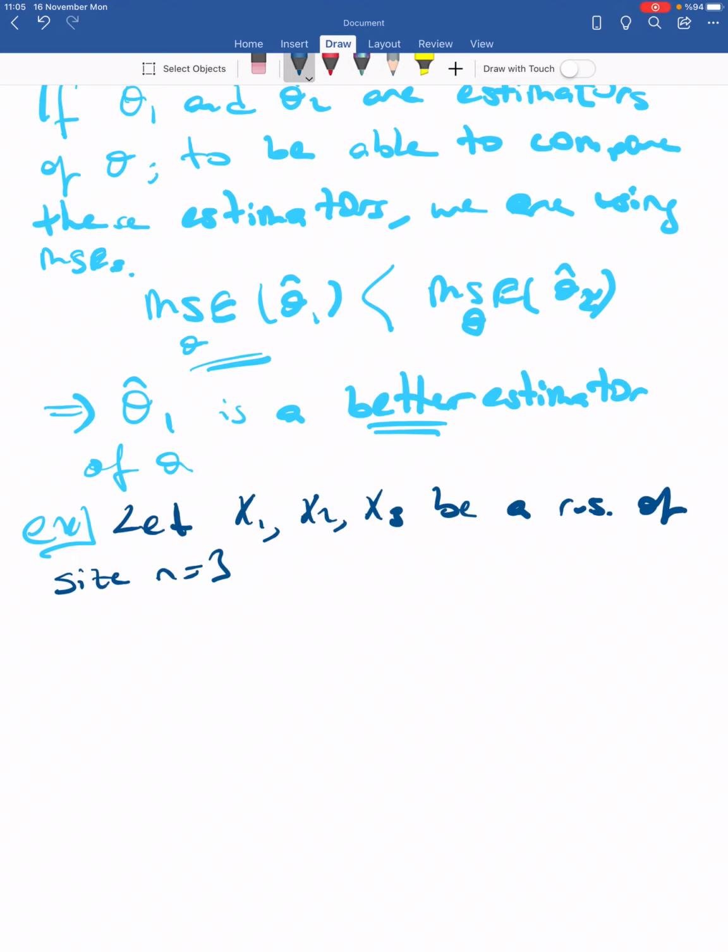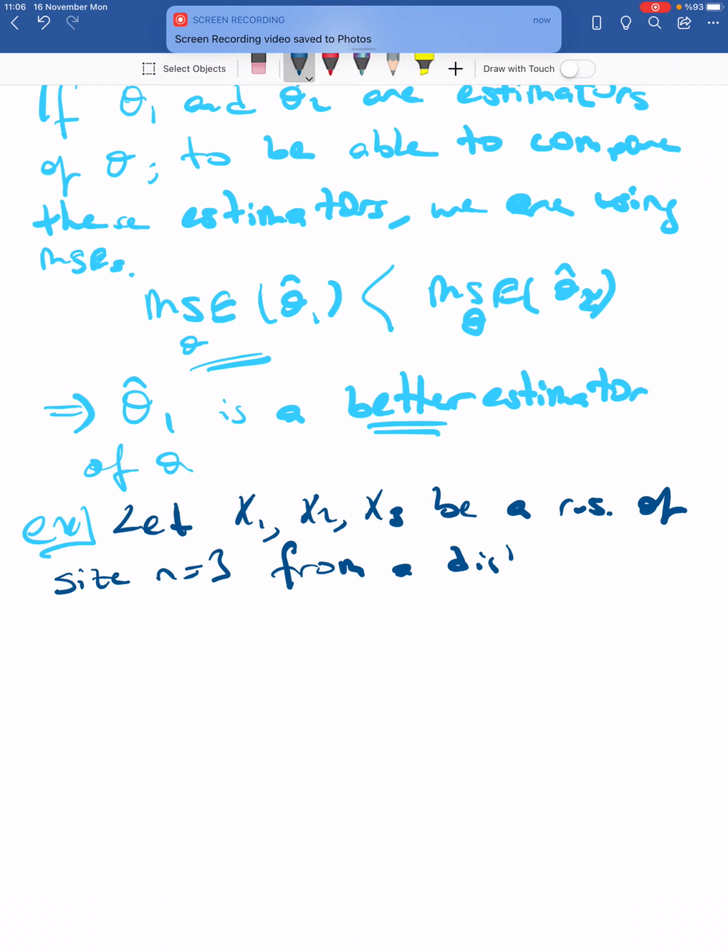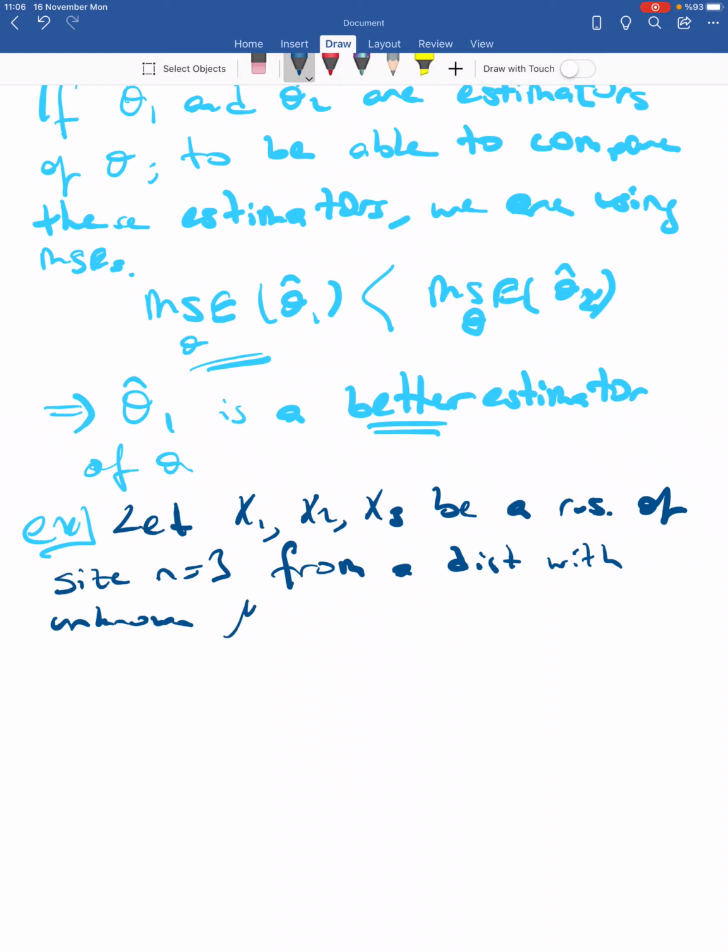Okay, so let's continue the example. Let's say we have a random sample of size 3 from a distribution with unknown mu, where the range of mu is this one, and where the variance is known. The variance is sigma square and it is a known positive number.